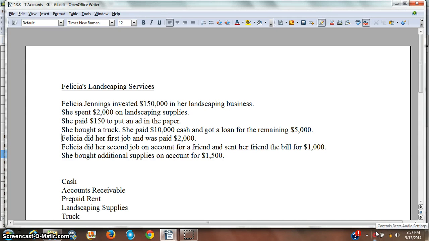We've done a series of transactions for Felicia's landscaping services. Those transactions are all very useful and good, but now I'm going to show you perhaps the most important transaction for a small business owner. It's going to be transaction 9.